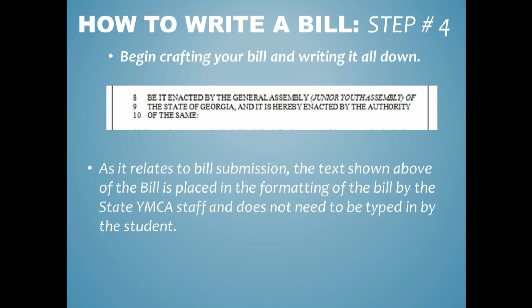The next part is a section that is already put into the bill by the state YMCA of Georgia. That's not something that you will type in when you submit your bill. That's just some legislative words that are always used in the crafting of a bill. And so what that would read is, be it enacted by the General Assembly, Junior Youth Assembly of the state of Georgia, and it is hereby enacted by the authority of the same. Again, that's just the words that are used sometimes when crafting a bill or legislation. That is not something that you will type as you put in your bill. That's something that we will take care of when we are putting the bill book together.